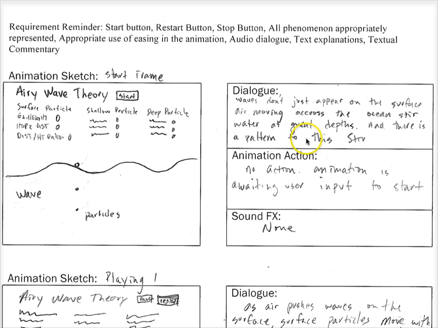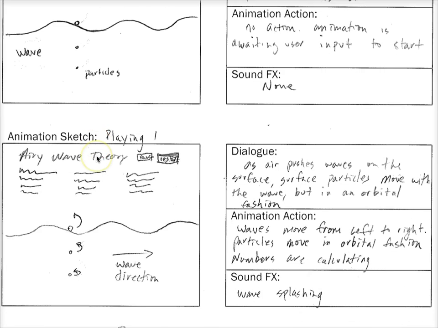So this is going to be my dialogue for my start frame. There's going to be a dialogue there before the user ever starts the animation. And it says, waves don't just appear on the surface. Air moving across the ocean stirs water at great depths, and there is a pattern to this stir. Okay, and my animation action says that there's no action. Animation is awaiting user input to start, and I don't have any sound effects yet either. Okay, and I move on down to my next frame here.